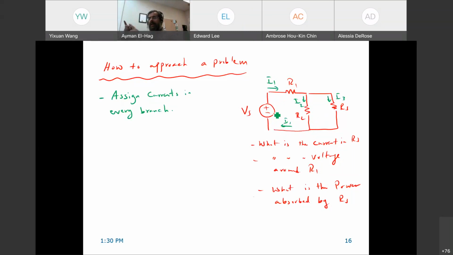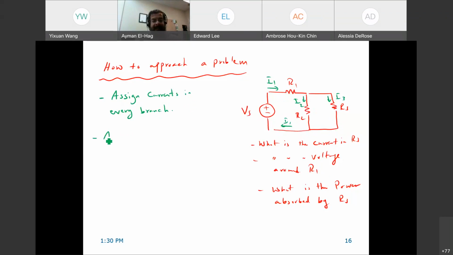Again, current is water flow. So this is like a pipe. This is like the pump. And these are the valves. So the water here is the same all over. Now, when it comes here, you see there are two pipes branching out from this pipe. So the current here should be different than the current there. So this is the first thing: assign currents in every branch.